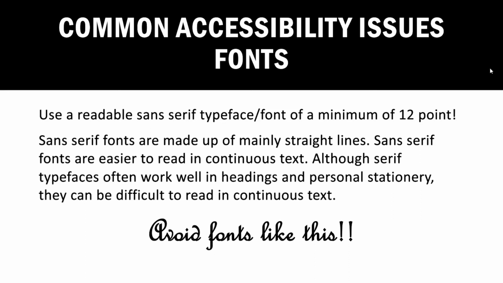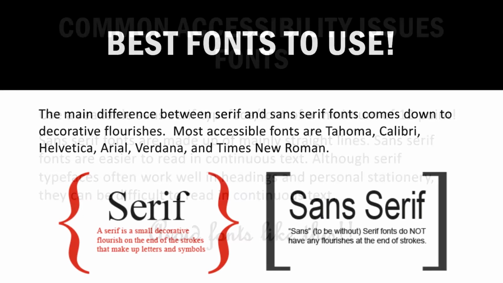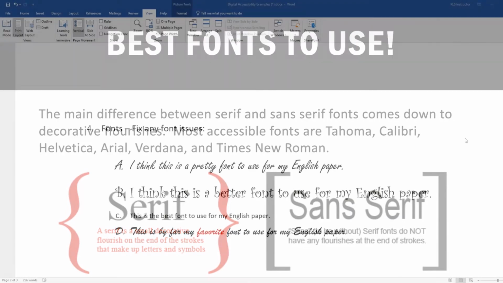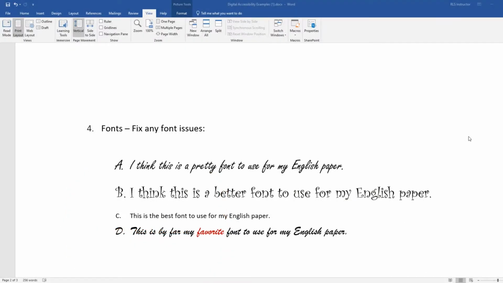Remember that the accessibility checker will not pick up on inaccessible fonts. The main difference between serif and sans serif fonts comes down to decorative flourishes. Most accessible fonts are going to be Tahoma, Calibri, Helvetica, Arial, Verdana, and Times New Roman. Let's look at this example in our Word document. Here you will find 4 different types of font. We want to examine each type to ensure that it is accessible for everyone.